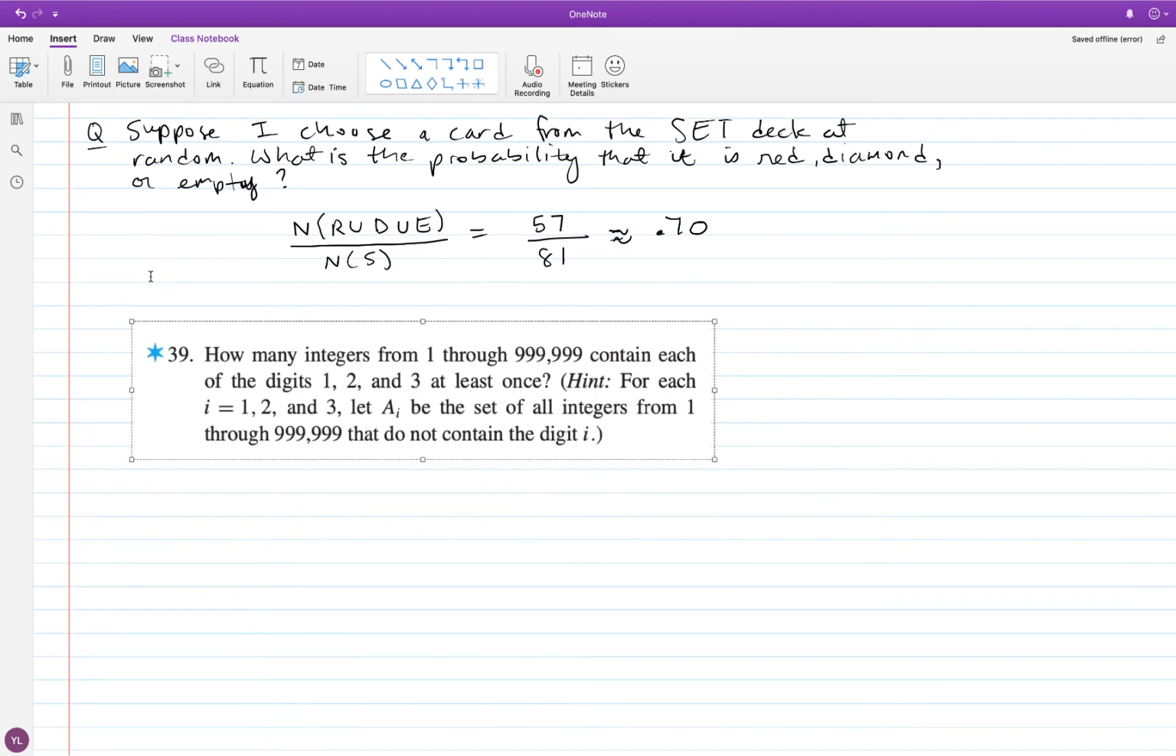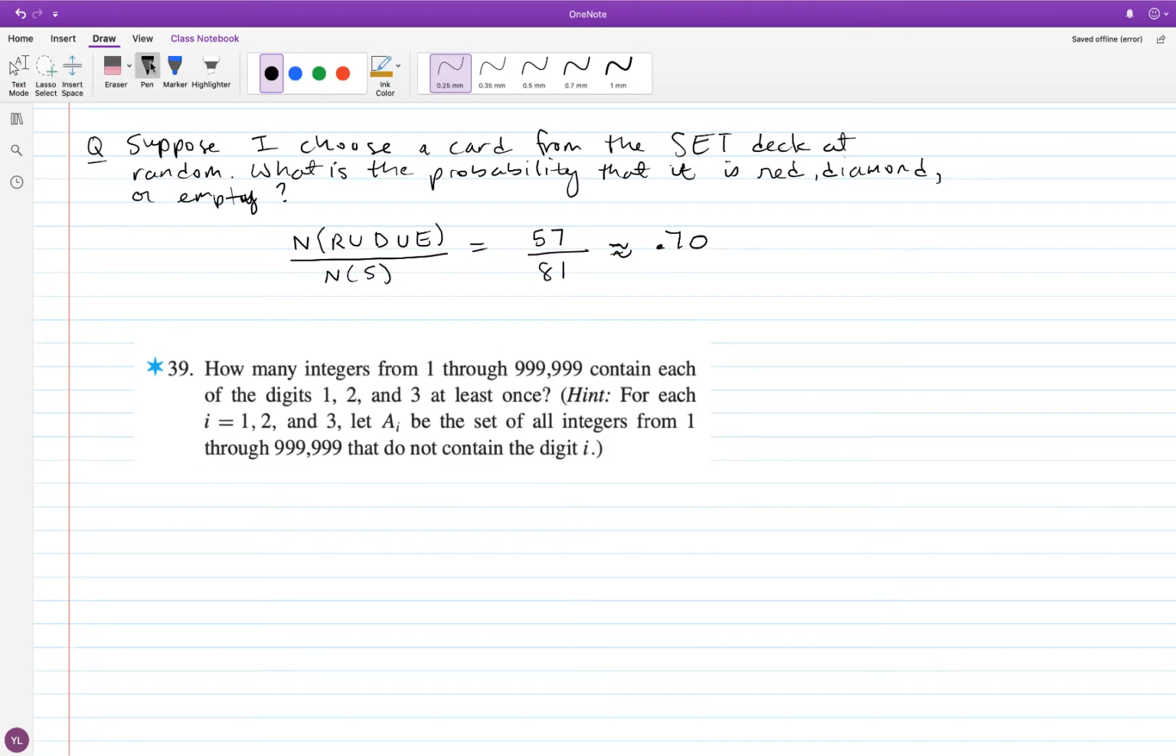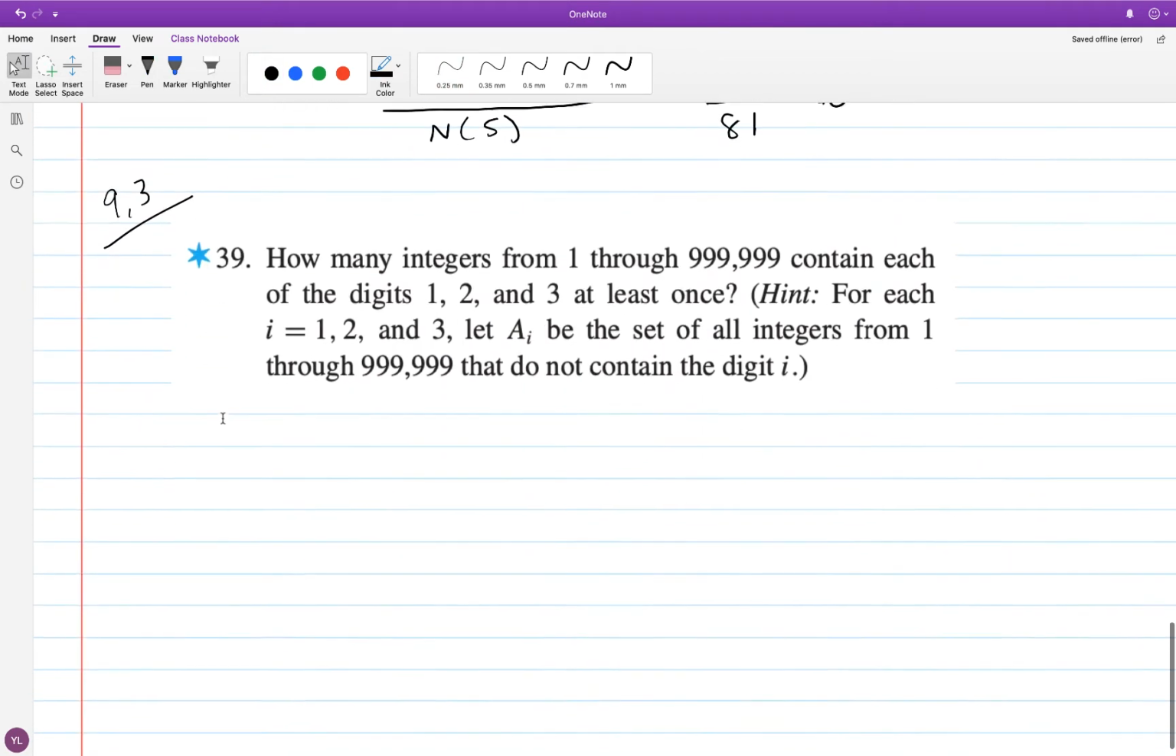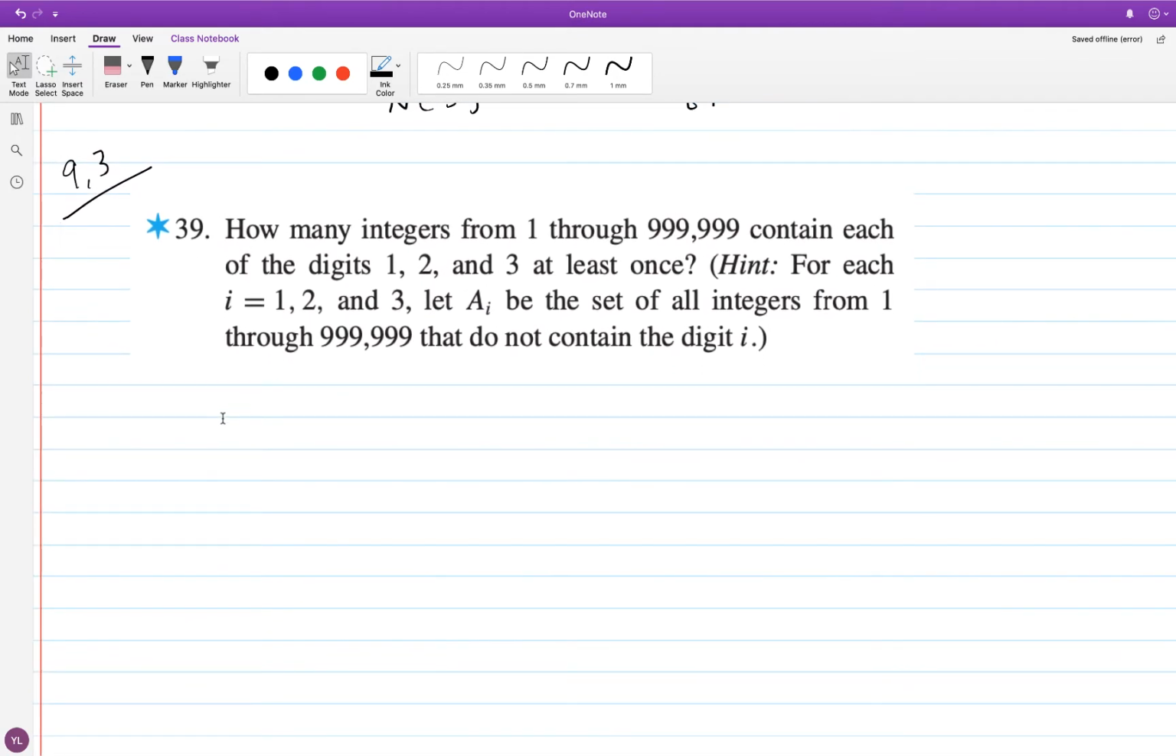Thought I would do another counting example from section 9.3. So this is actually exercise number 39 from that section. And we're just going to practice using the concepts from this section to get an accurate count. How many integers from 1 to 999,999 contain each of the digits 1, 2, and 3 at least once?